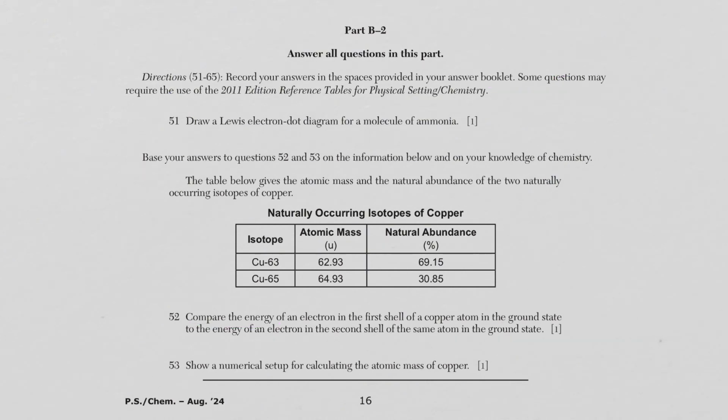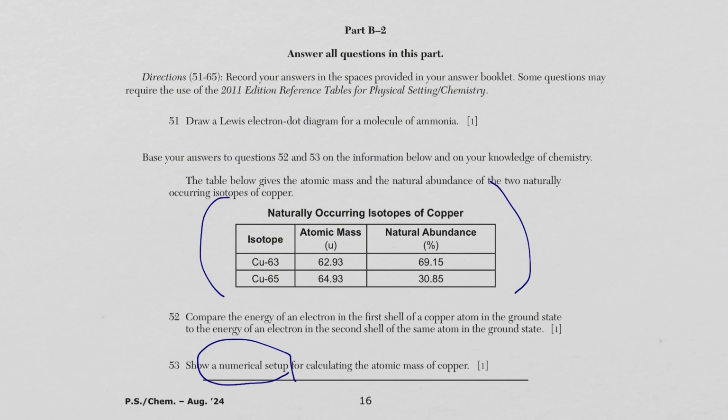Now let's check out 53. Show a numerical setup for calculating the atomic mass of copper. Numerical setup means we are going to show the numbers, but we don't actually have to calculate the answer. Sometimes on these short answer questions, you do the setup. Sometimes you provide the answer. It just depends on the question. Here is the information we're going to use. There is no equation for the numerical setup in the back of the reference table.